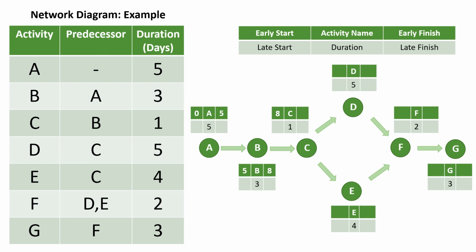Similarly, addition of 3 days duration for activity B to complete in its early start of 5 days gives 8 days as its early finish, which is also carried to activity C. When activity C is completed, activity D and E are started because activity C is burst into activity D and E. So in this case, early start of both D and E becomes early finish of activity C.